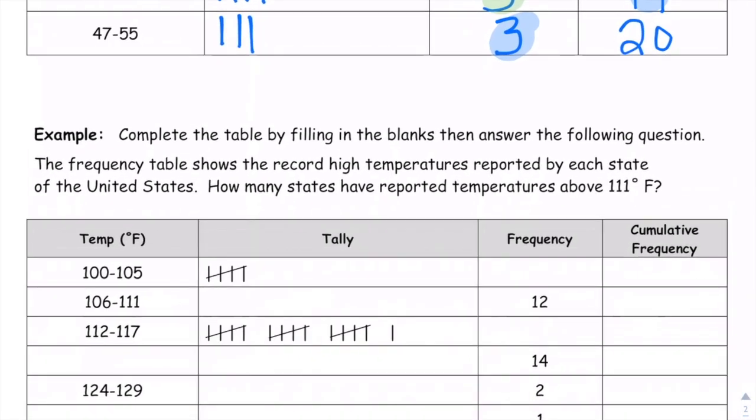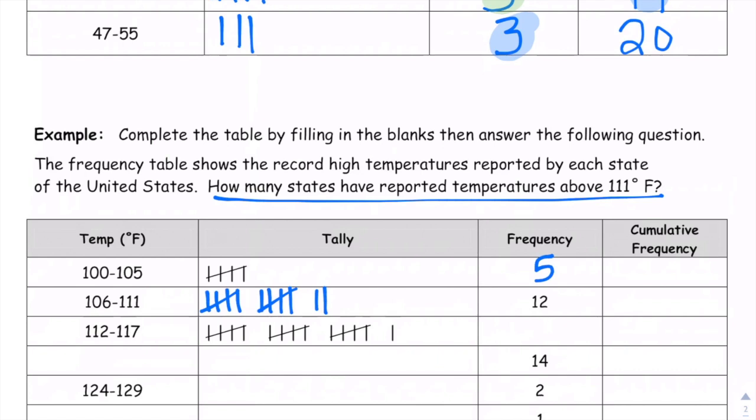So complete the table by filling in the blanks, then answer the following question. The frequency table shows the record high temperatures reported by each state of the United States. How many states have reported temperatures above 111 degrees Fahrenheit? So this is the question we need to answer at the end. And we're just going to fill in our frequency table. So it says 5 tallies, so we're going to put a 5 right here. We had a frequency of 12, so we need 12 tallies over here.